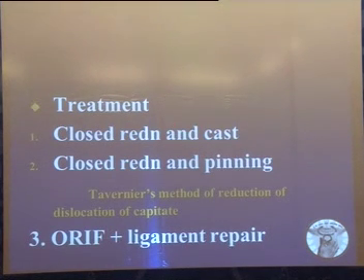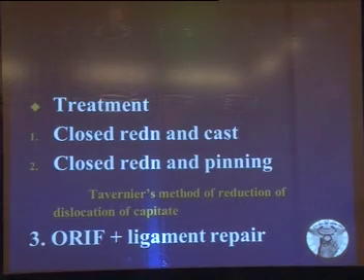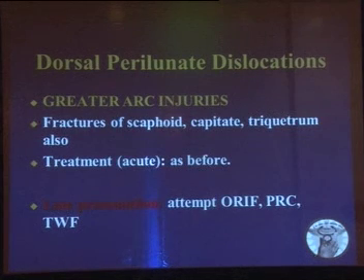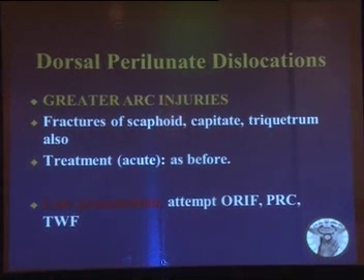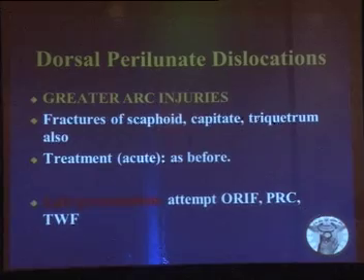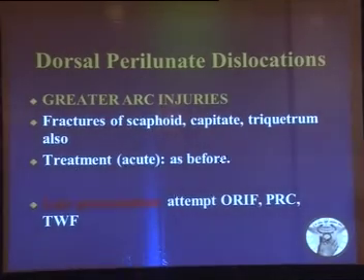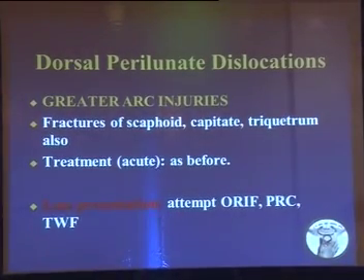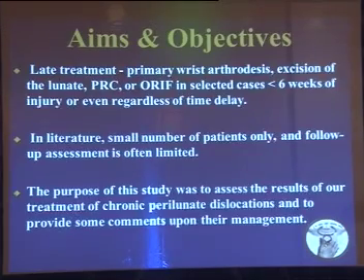You can also see the spilled teacup sign. The treatment is closed reduction and cast, closed reduction and pinning, and if that is not possible, then you can go for open reduction internal fixation with ligament repair. If the patient has a greater arc injury, it means there is a fracture of the scaphoid, capitate and so on also. The acute treatment is the same as in lesser arc injuries, but if the patient has presented late, you can attempt open reduction, internal fixation, proximal row carpectomy and total wrist fusion.